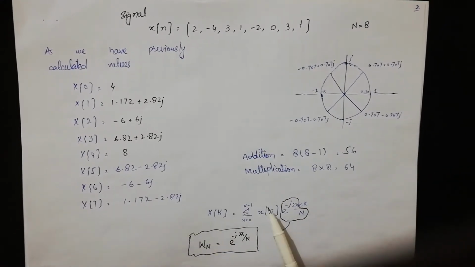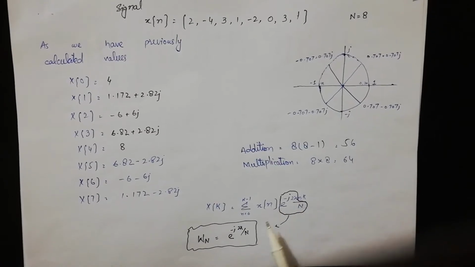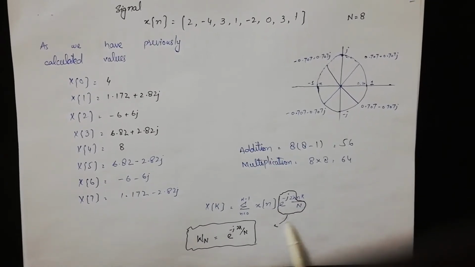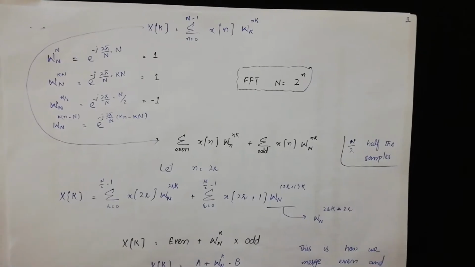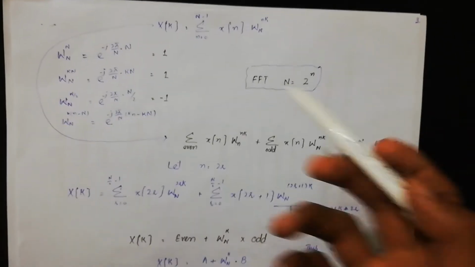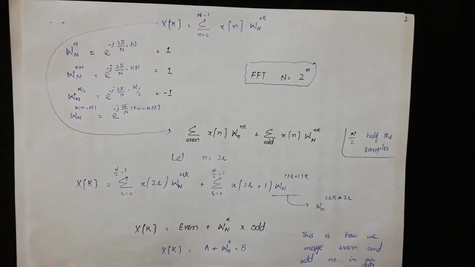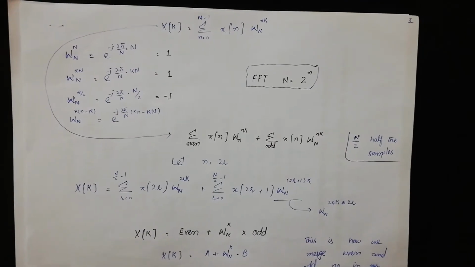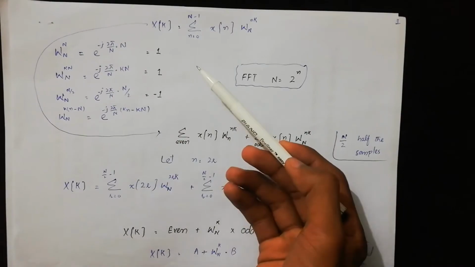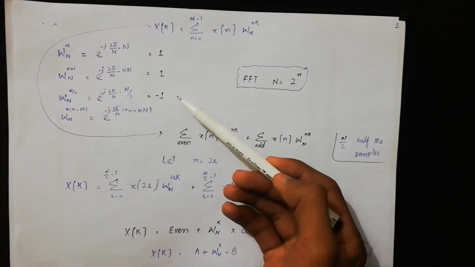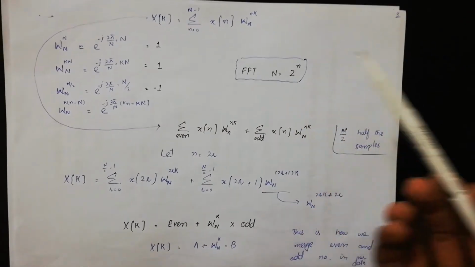The formula which we previously discussed is X of k, the discrete Fourier transform formula. We replace omega N, which is equal to e to the power minus j2π over N, and plug omega N into the formula for the discrete Fourier transform. We have different values of omega N. Omega N from n to n we have 1, omega N from k to n we have 1, and N to N by 2 we have minus 1. So these are the different values for omega N which we discuss further.